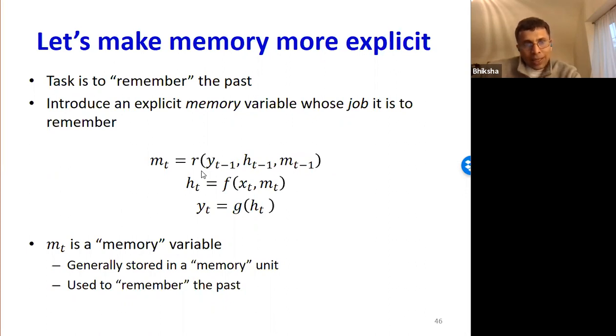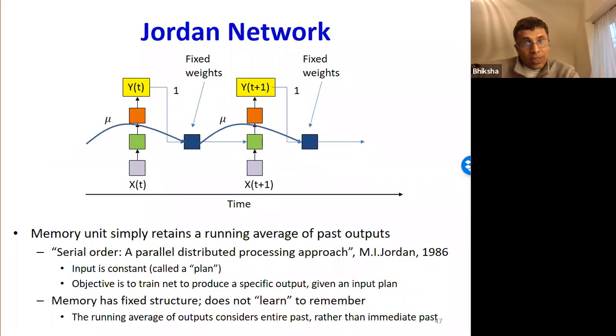And the hidden state at any time in the network is now a function not just of the input, but also what was remembered through the memory variable. And the output is a function of the hidden state. So this was actually the very first attempt at explicitly introducing memory into these networks. And let's look at a couple of variants, some models that use this structure. The first one was Michael Jordan's network called Jordan Networks. Michael Jordan is the guy who invented latent Dirichlet allocation.